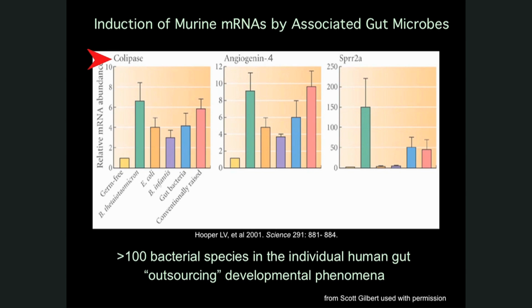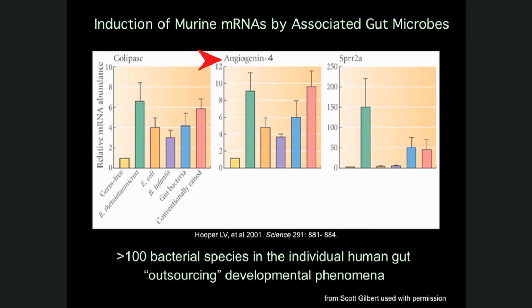This study has a diagram. Colipase is involved in lipid transport. The difference here is between a germ-free mouse and a mouse with its normal gut bacteria. The conventional mouse has 6-fold more colipase in its bloodstream. And the second thing, angiogenin. Angiogenin is that metabolite that promotes the growth of vessels. The conventional mouse has 10-fold more.